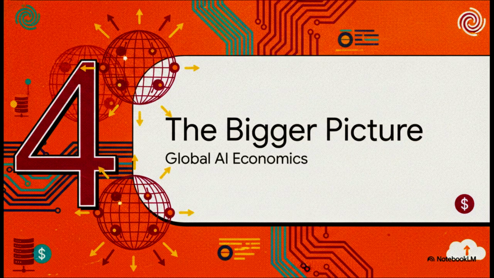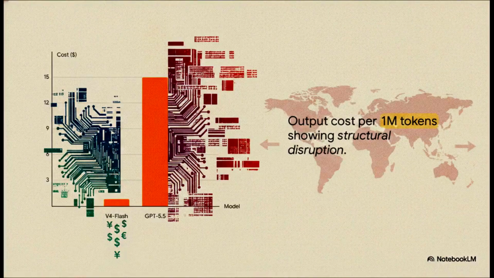Finally, let's step back and look at the bigger picture. Why does this seemingly routine developer housekeeping actually matter on a global scale? Because this is about so much more than just a model rename. Thanks to highly aggressive caching and constrained mixture of experts architectures, which just means the AI only activates the specific neural pathways needed for a given prompt, DeepSeek is undercutting Western frontier models by up to 50 times the cost.